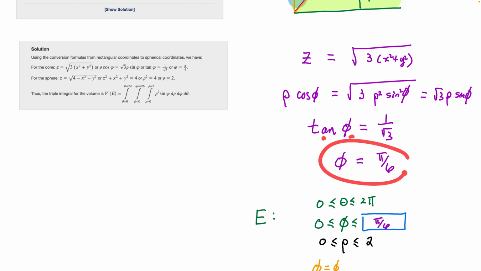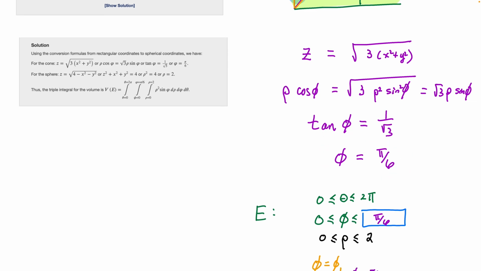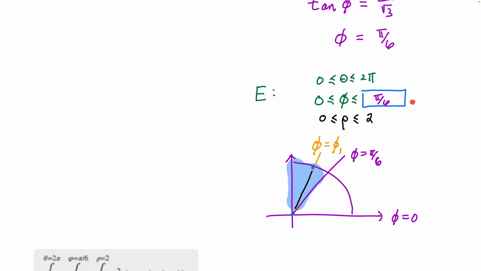In other words, phi can be as large as pi over 6. So that's providing us with our upper bound on phi. Lower bound 0, upper bound pi over 6, to correspond with this cross section.